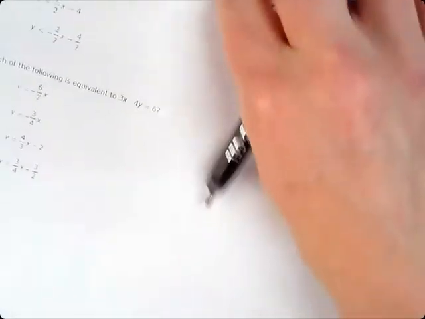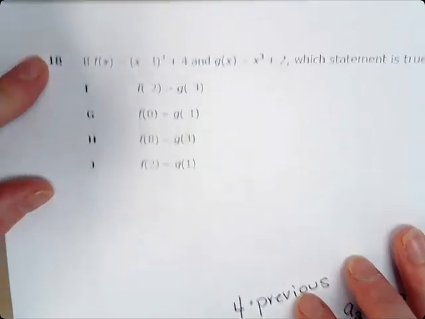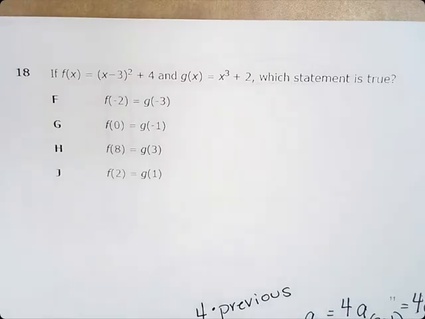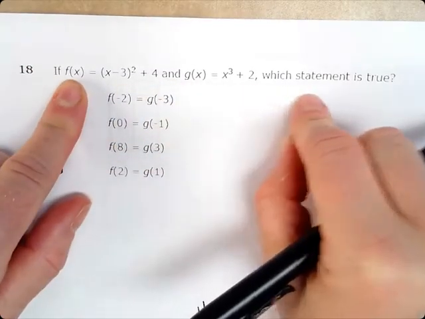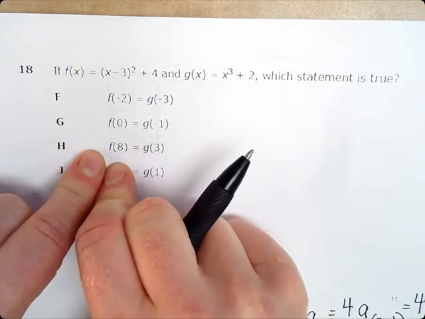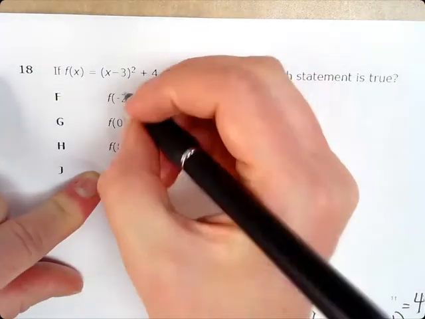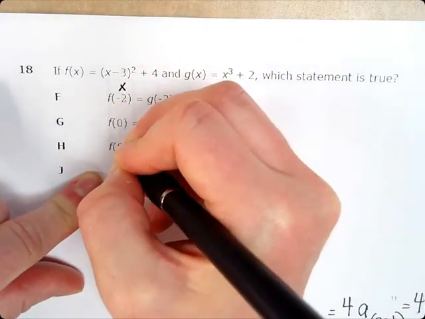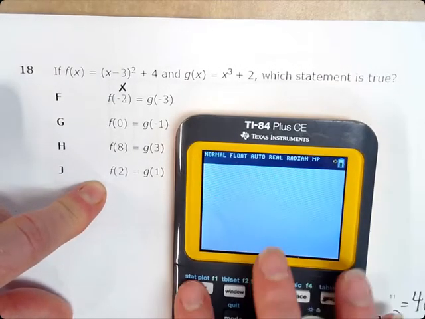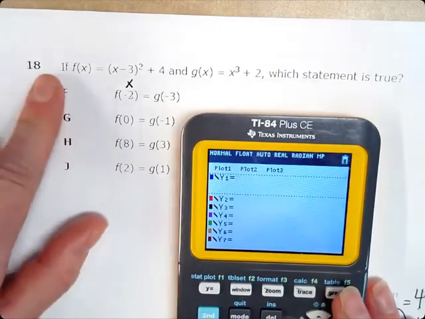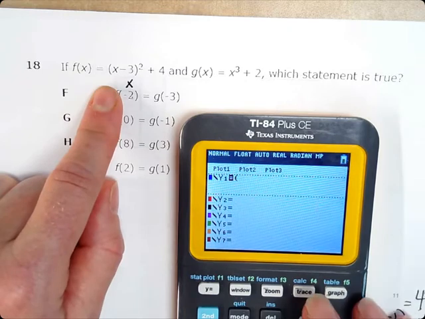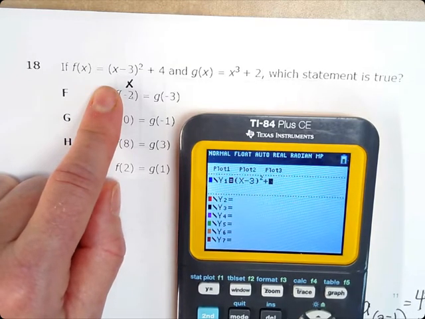Let's see. What about 18? Do y'all need 18? Okay. So it gives us two different functions, says which statement is true. I need to find f of negative 2, f of 0, f of 8, f of 2. That means when x is negative 2, 0, 8, 2, what's the y value? So I'm going to use my calculator to do that. I'm going to do f of x is my y1. I'm going to put this in x minus 3 squared plus 4.